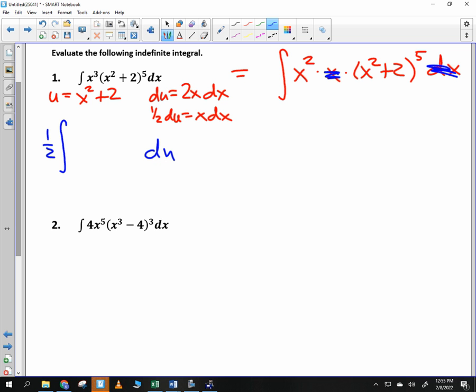And then I can also go ahead here and instead of x squared plus 2, what can I put in place there? I can put u. So I've got u to the 5th. But I've got this x squared left over. Ugh. Come on. Somebody see it. Somebody see it. It's right on the board. Don't say anything. Somebody see it.